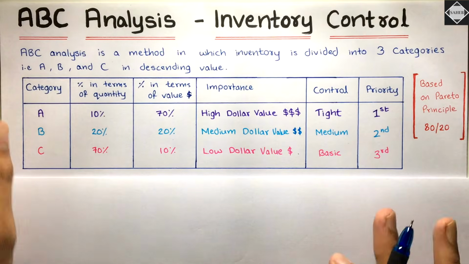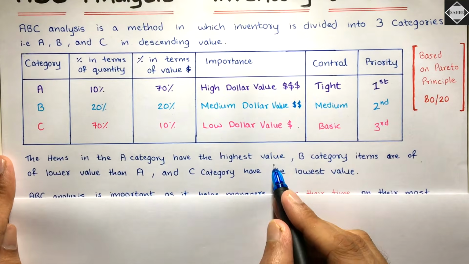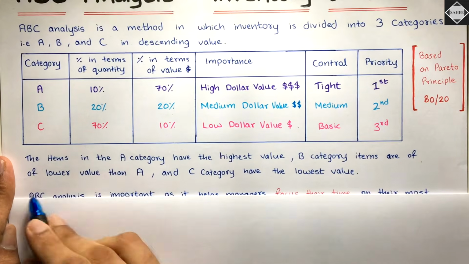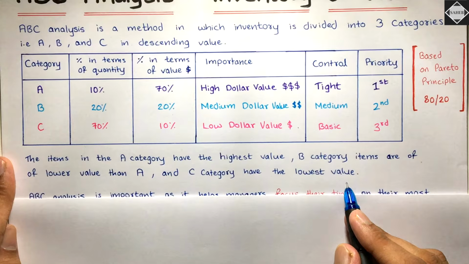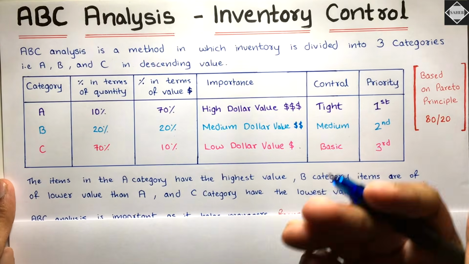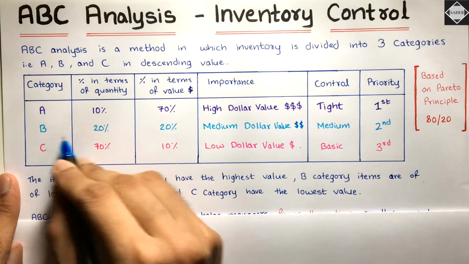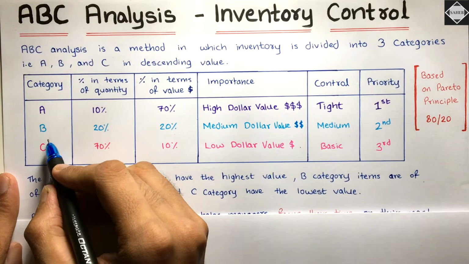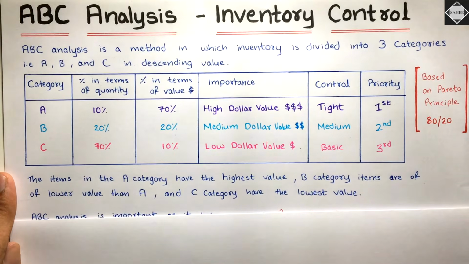So that's the thing. The items in the A category have the highest value, B category items are of lower value than A, and C category items have the lowest value. And you have to analyze, because the demand keeps changing, right? The requirement keeps changing. So you have to see whether the items in this B category have to be put into the A category or the C category. You have to analyze this.